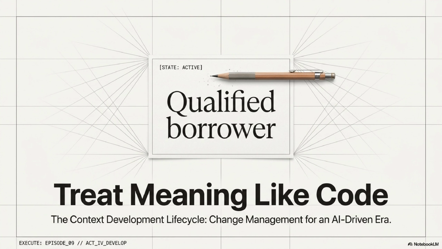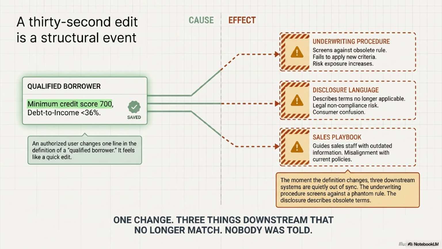A credit officer opens the definition of a qualified borrower and changes one line. It takes about 30 seconds. It feels like an edit. It is not an edit. Here is what that 30-second change actually did.